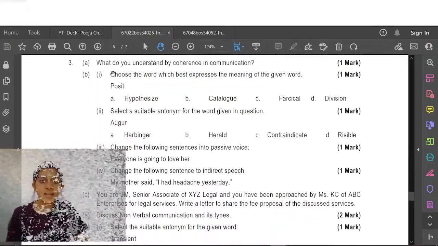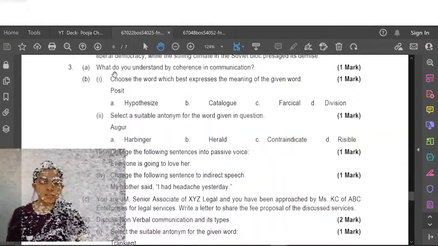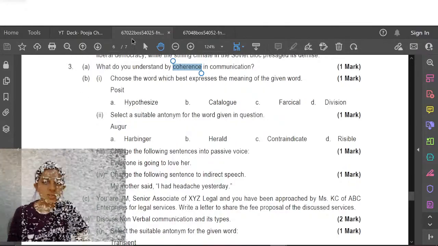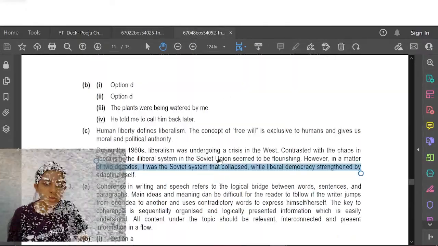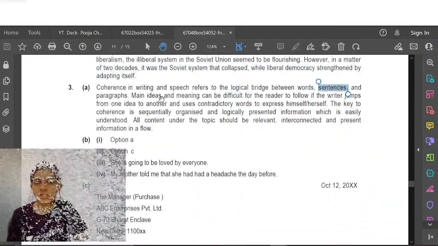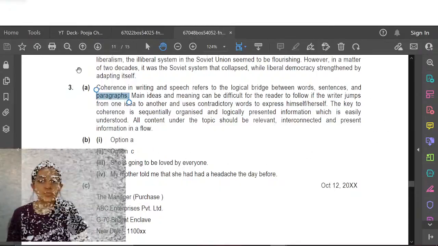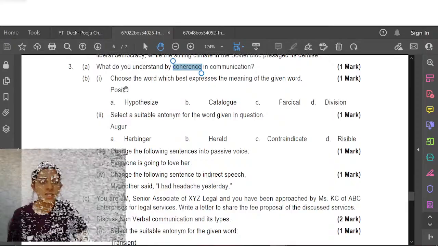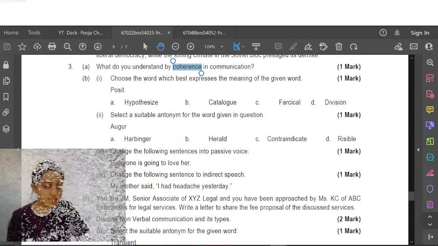What do you understand by coherence? Oh my God, coherence, logical bridge. Logical bridge between what? Words, sentences and paragraphs. How can you forget this? This is one of the best ones. Logical bridge between words, sentences, paragraphs. We have done so much hard work on this content and I believe you will be easily able to remember it. Take it. Now let's start with the next one.